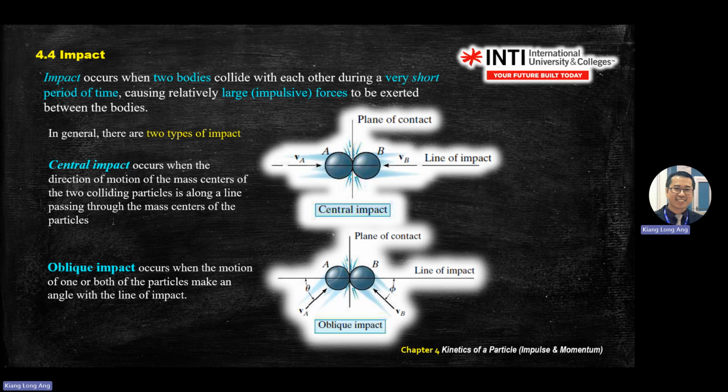So this part is quite direct. What is difficult is the solving. Central is simpler compared to oblique. If it is central impact, you only need to solve in the x direction because there is only one direction. But for oblique, you need to split your velocity vector into x and y components. Then you solve for the impact solution.